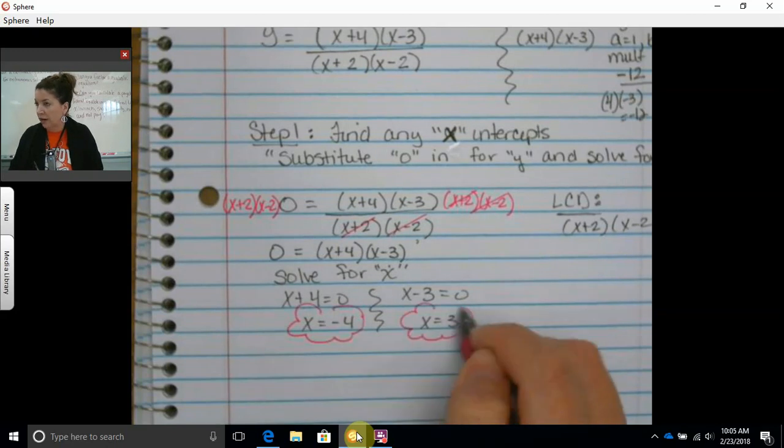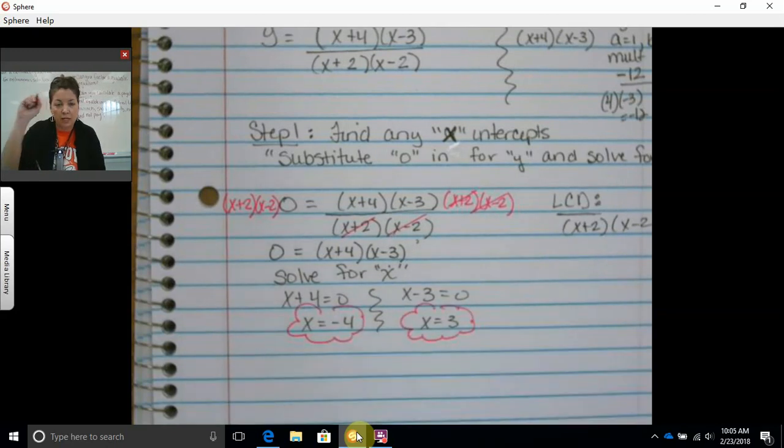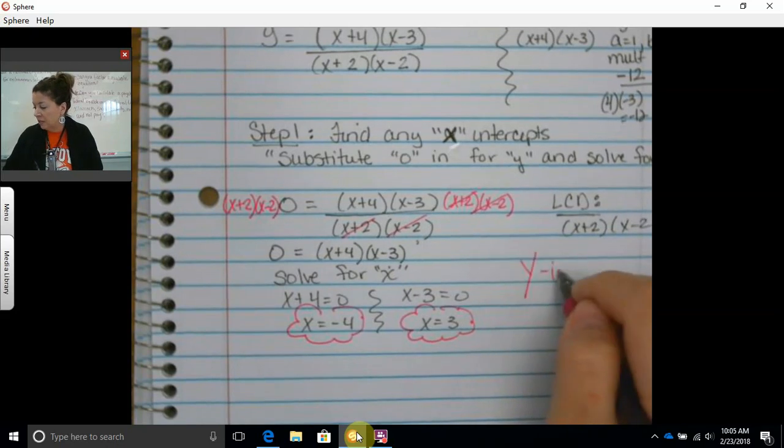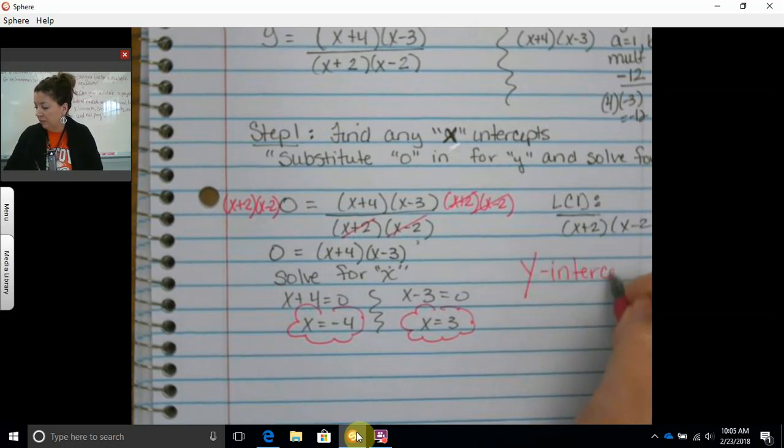So if we were going to start the graph on the x-axis, we're going to plot a point at -4. We would plot a point at 3. But I'm going to highlight this so that when we go back and graph, it'll be easy to find.